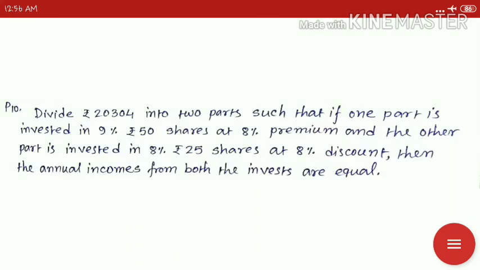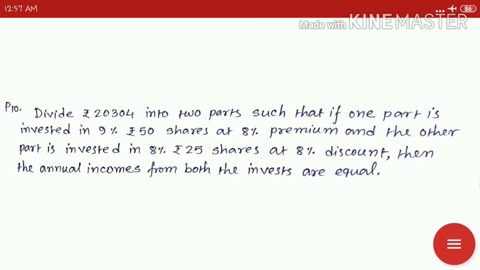Now this problem is going to be very crucial for us, as it is a different type of problem that I have seen. It says: divide 20,304 into two parts, such that if one part is invested in 9% rupees 50 shares at 8% premium, and the other part is invested in 8% rupees 25 shares at 8% discount, then the annual incomes from both the investments are equal. So we need to find out the parts.